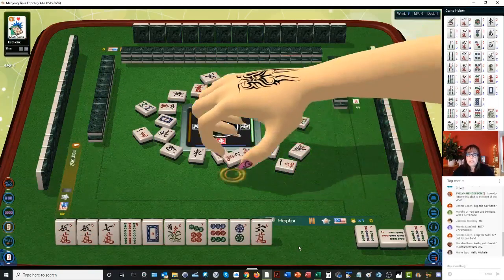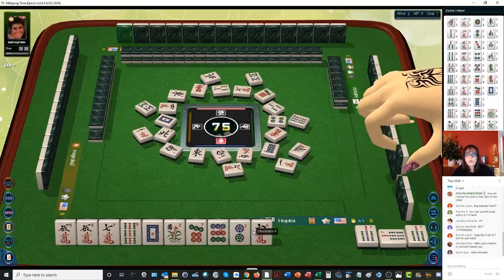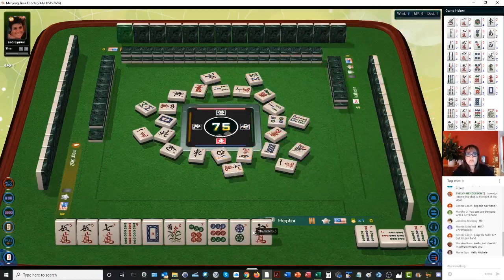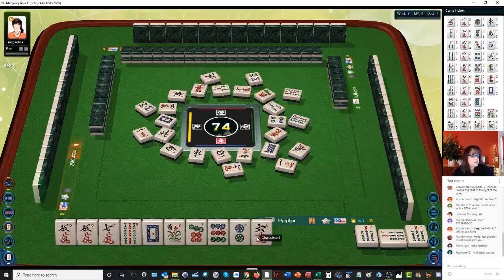1 character. That'll be a good discard. Next. 1 character. And then we get a 9, 7, 9. I committed early, I know. Oh no, 7 crack. There are 2 out now. We need that for a pair. Bamboos. That was a risk I took.